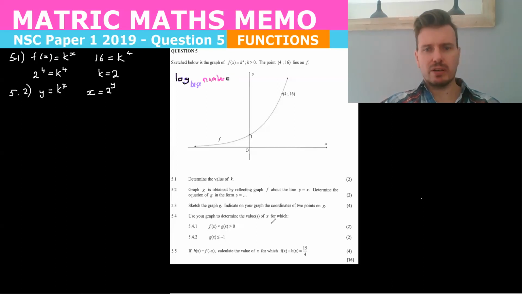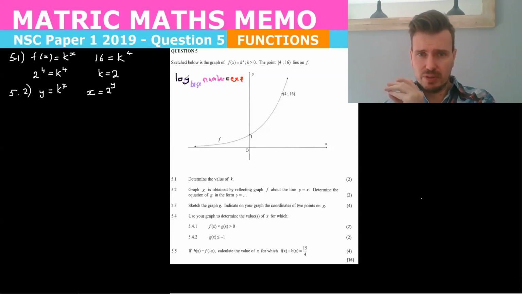If you already know about logs, you can skip ahead to 5.3. But for those of you who don't know logs, I'm just stopping here. Log base number equals the exponent, just to go over that, because I know a lot of students do battle with logs, and it's actually not too bad. So just remember the line: log base number equals exponent. Say it over and over so that you know.